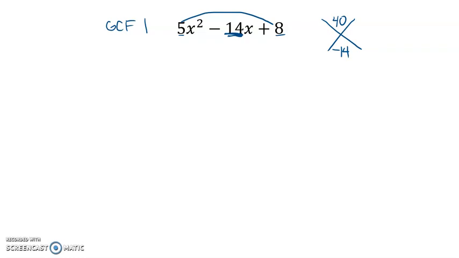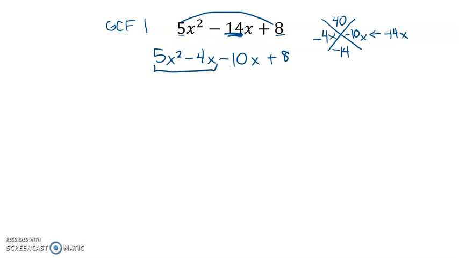So I can go through my list. I could bust out Desmos at this point, but I'm going to find out that it's 4 and 10, but since I need a negative sum, it's negative 4, negative 10. This is going to take the place of negative 14x. All right, so here we go. We're going to expand this: 5x squared minus 4x minus 10x plus 8. You could rewrite it as 5x squared minus 10x minus 4x plus 8. It doesn't matter. We'll get to the same factors.